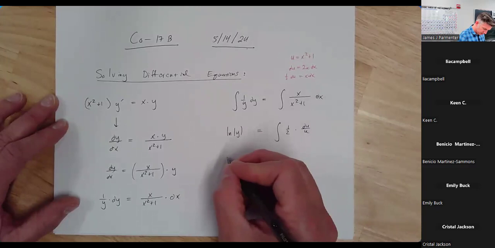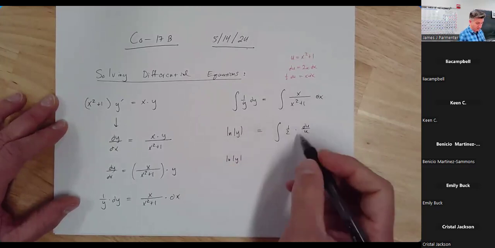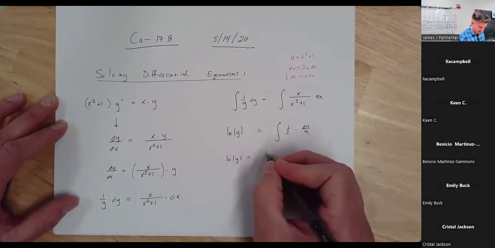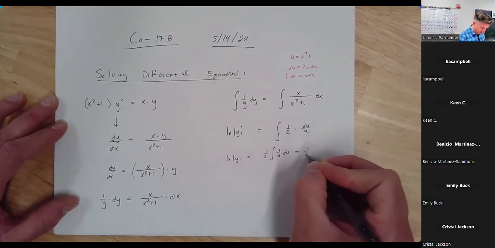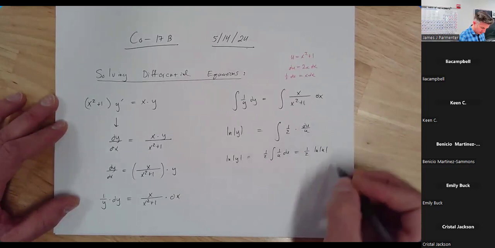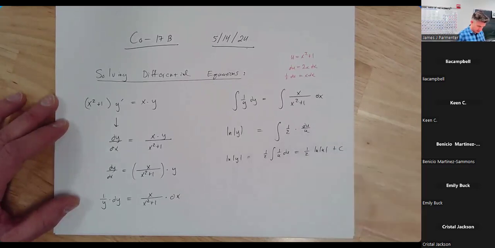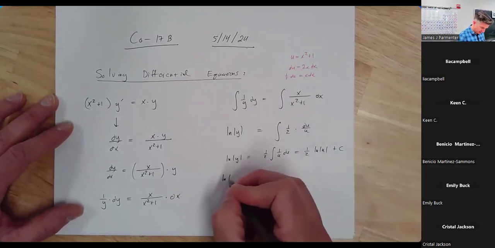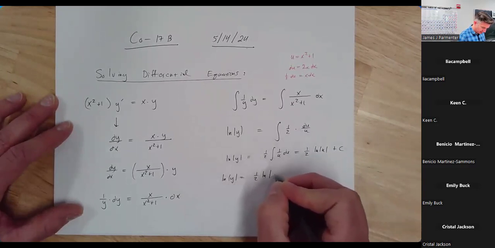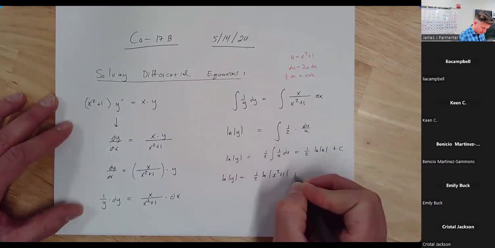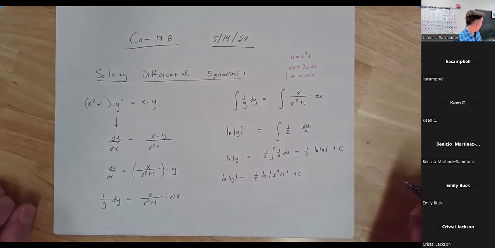And the integral of 1 over u. I could rewrite this as 1/2 integral of 1 over u du. It's going to be 1/2 the natural log of the absolute value of u plus c. So then the natural log of the absolute value of y is equal to 1/2 the natural log of the absolute value of x squared plus 1 plus c. And if we want to solve for y, we do the e to the stuff.